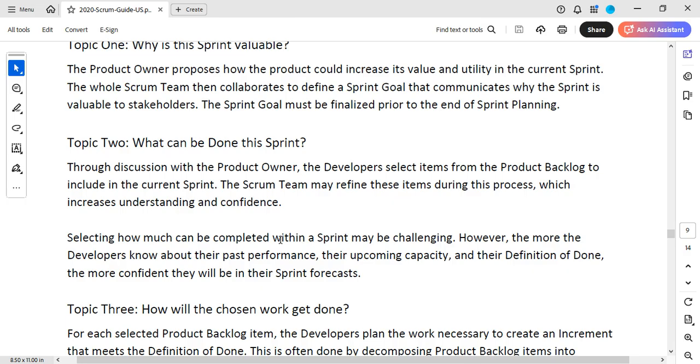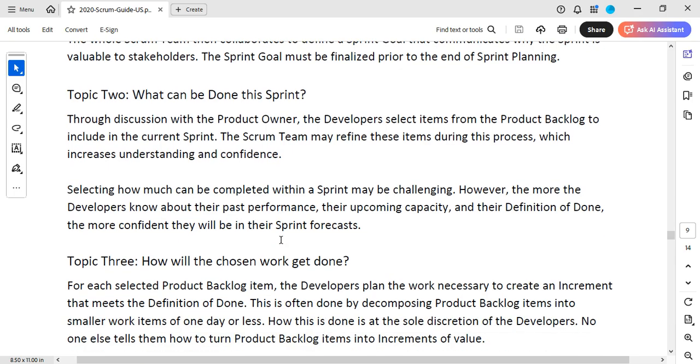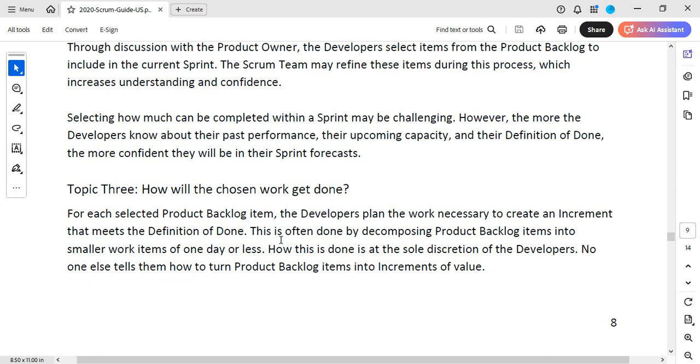Through the discussion with the product owner, the developers select items from the product backlog to include in the current sprint. So when the developers have had the conversation with the product owner, and he explains everything, they now know what to pull out of the backlog into the current sprint. The Scrum team may refine these items during this process, which increases understanding and confidence. Selecting how much can be completed within a sprint may be challenging. Certainly. However, the more the developers know about their past performance, their upcoming capacity, and their definition of done, the more confident they will be in their sprint forecast.